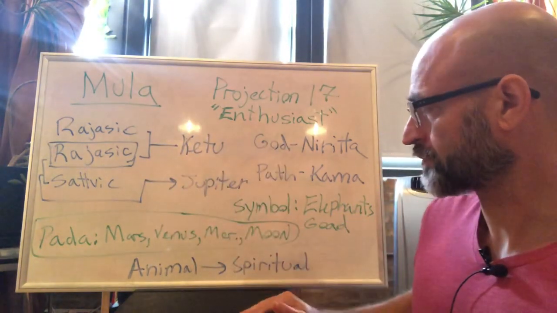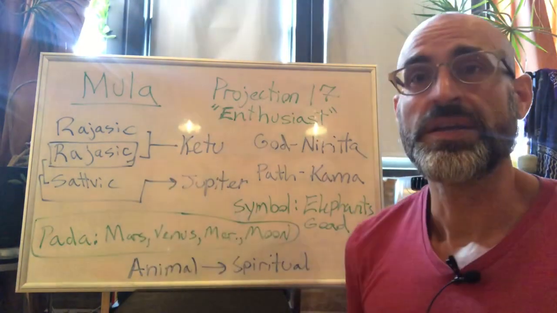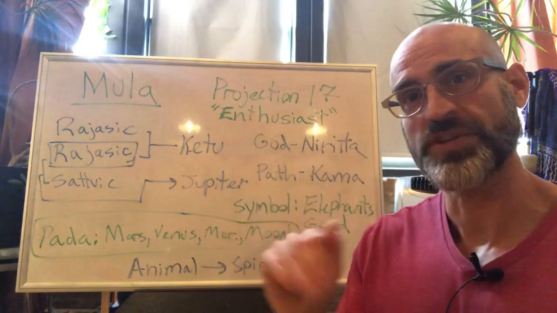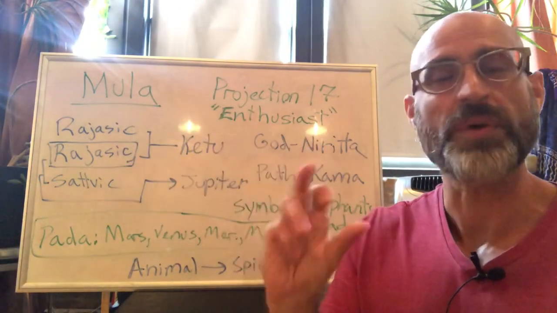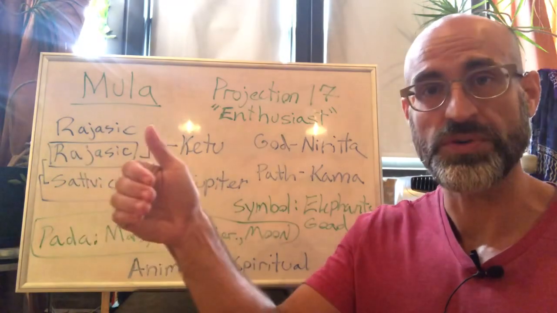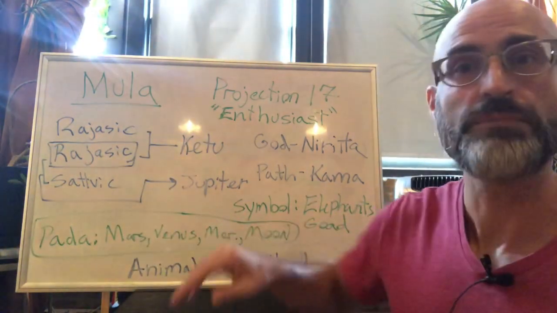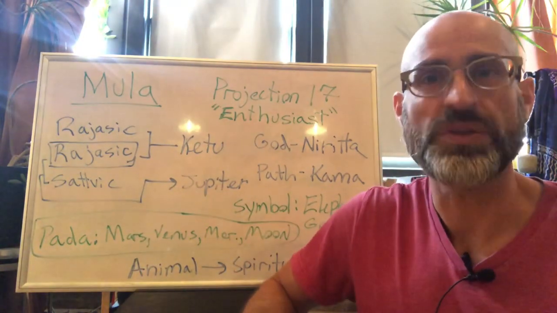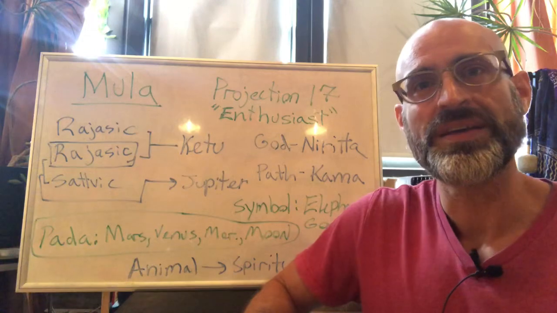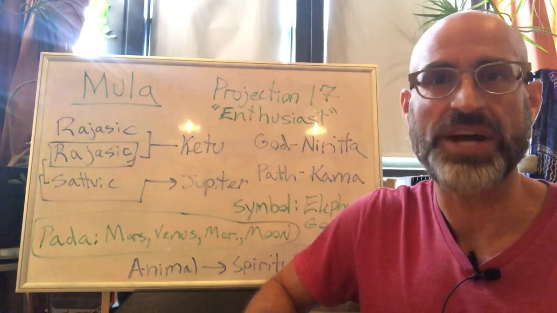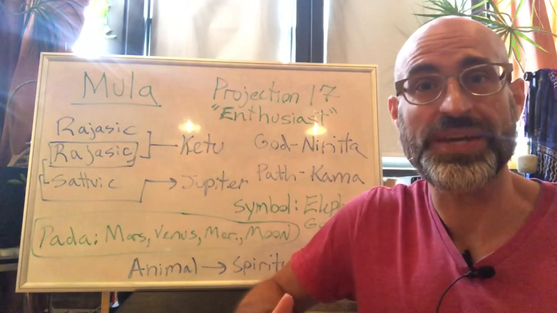So if we look at the padas, or the divisions within this particular nakshatra, there are 4 divisions in all the nakshatras, and generally there are planetary representations of each one of these 4 sections. In this case, we've got Mars, Venus, Mercury, and Moon. All these are mental, emotional planets. So meaning that the energies that are affecting this nakshatra are largely mental and emotional. So that's what's stirring them up.